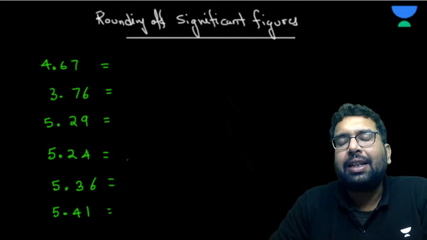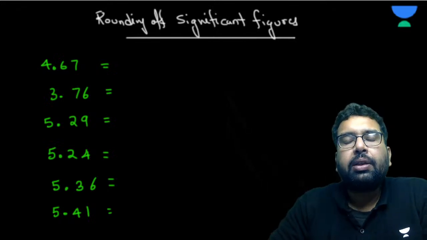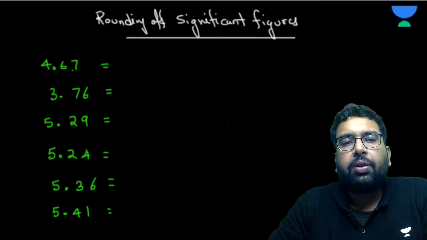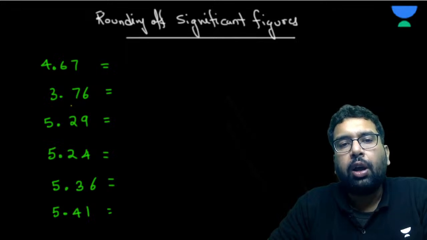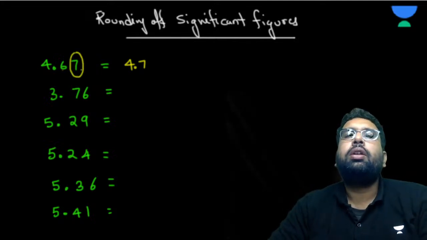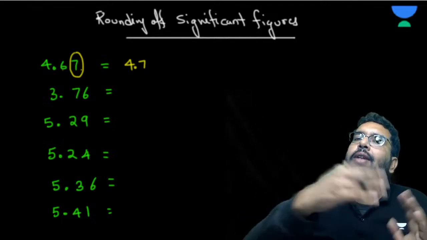This is very easy. See what happens. You need to round off to two significant figures. That means you want to make two significant figures out of these three significant figures. So when we round off, what will you write, sir? 4.7. Now why have you raised this 6? Because when you are rounding off the digit, you are going to see the digit next to it.